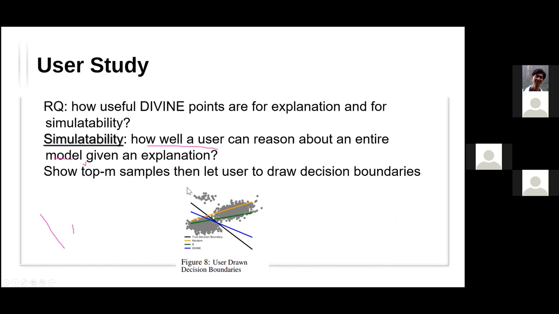And then for the simulatability, they wanted to ask how well a user can reason about an entire model given an explanation. That is, they show the most influential points using methods like random, IF, and divine, and then they ask the user to draw the decision boundary. Why ask the people to do this? We can draw a boundary based on a linear regression, right? So SVM can do this. But basically, they only show the top M influential points. Then they found out that the result of divine is the closest one to the true decision boundary. Yeah, but the point is, why ask people to do this?